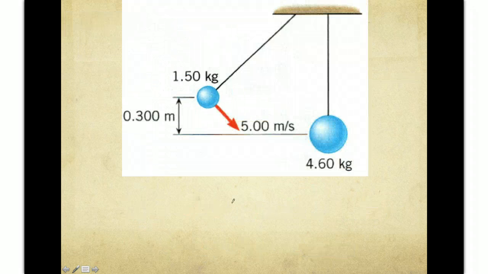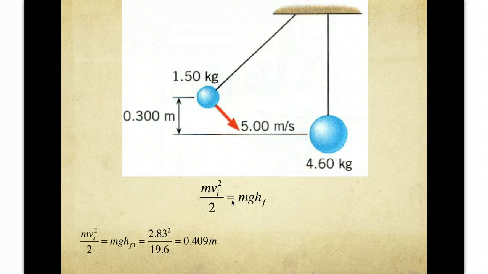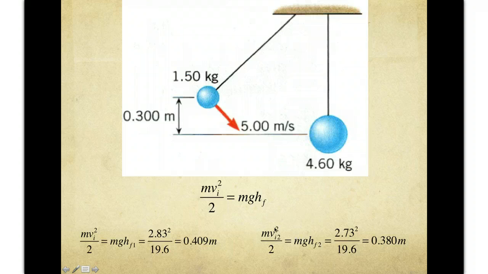To answer C, again, that's back to the beginning. Now we have kinetic energy turning into potential. You just plug in the numbers for each of the balls. So you do 2.83 squared over 19.6, and then 2.73 squared over 19.6 gives you that. And that's it.